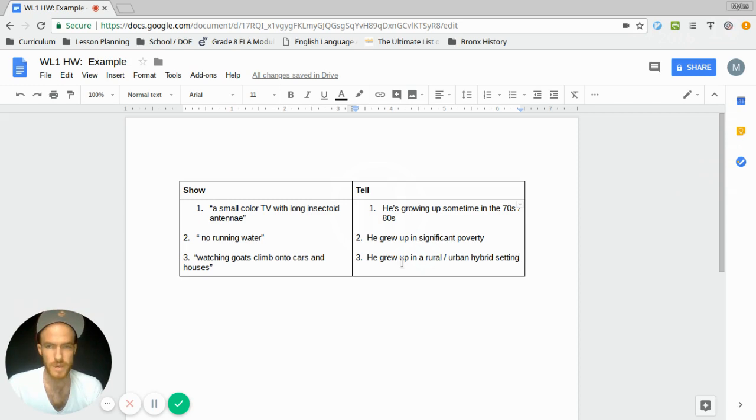All right. So again, this is what I want you to do tonight. Copy down words, phrases, and details that stand out to you, that show you something, and then think about how you would articulate what specific inference you're making based on that detail.